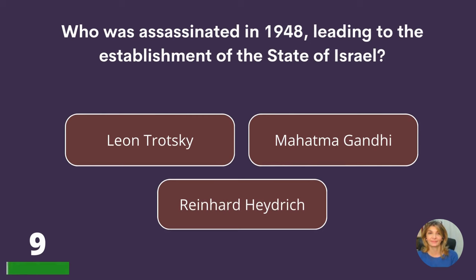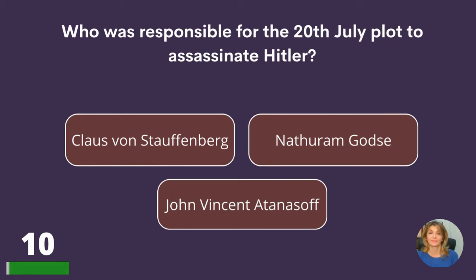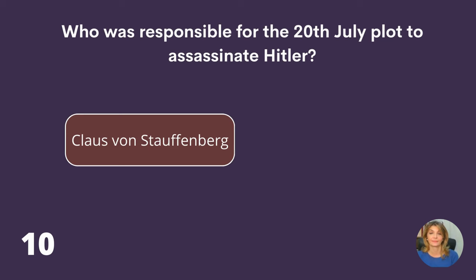Who was assassinated in 1948, leading to the establishment of the State of Israel? Leon Trotsky, Mahatma Gandhi, or Reinhard Heydrich? Mahatma Gandhi. Who was responsible for the 20th July plot to assassinate Hitler? Klaus von Stauffenberg, Nathuram Godse, or John Vincent Atanasoff? Klaus von Stauffenberg.